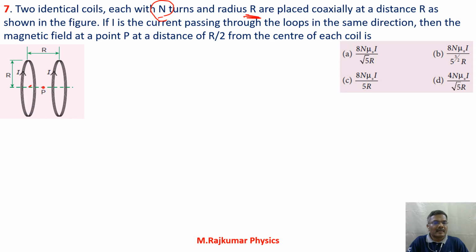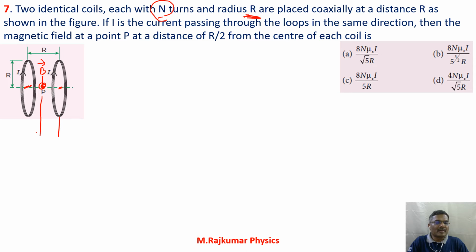They are placed coaxially. Coaxially means this is the axis line, so the axes are on the same level, at a distance r. The distance between these two coils is also r, and the radius of the coil is also r, as shown in this diagram. The current is flowing through both the coils in the same direction. Then the magnetic field at the point P. What they are asking is the magnetic field at this point, which is exactly at the middle of these two coils.